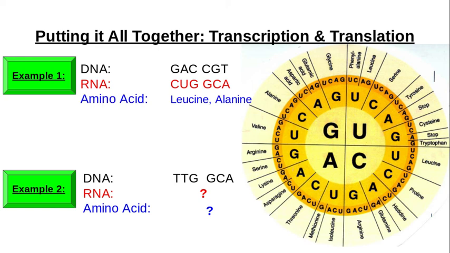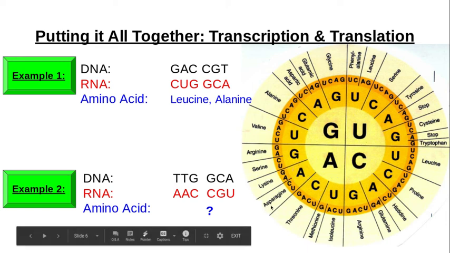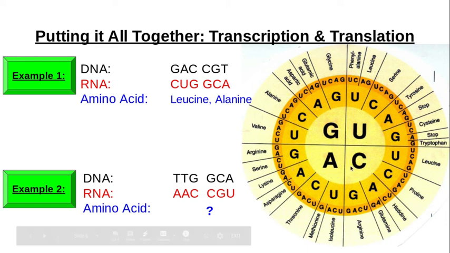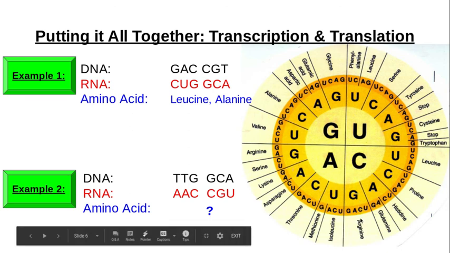The next example, you are given the DNA strand TTG-GCA. Pause the video and see if you can get not only the RNA, but also the amino acid. The RNA that goes with the DNA strand is going to be AAC CGU. The amino acids that go with those RNA codons are AAC, which is asparagine, and CGU, which is arginine.